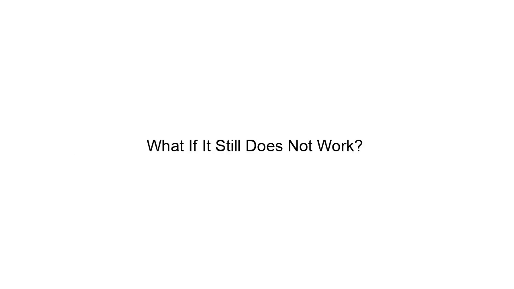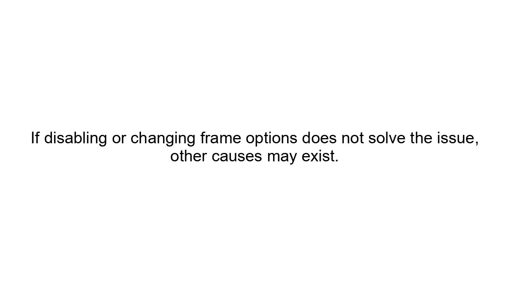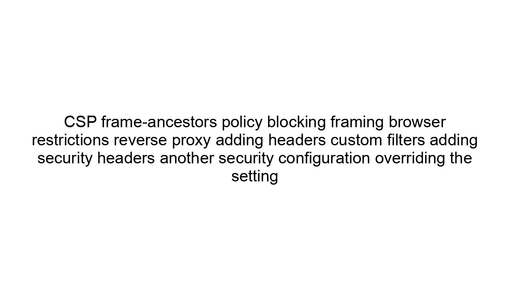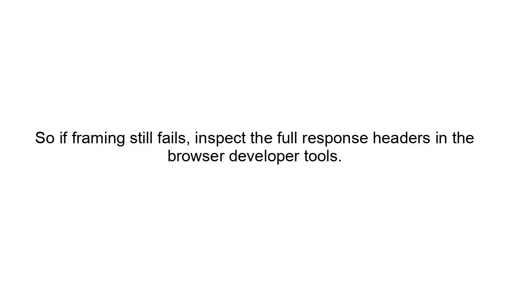What if it still does not work? If disabling or changing frame options does not solve the issue, other causes may exist. Possible reasons include CSP frame-ancestors policy blocking, browser restrictions, a reverse proxy adding headers, custom filters adding security headers, or another security configuration overriding the setting. Example concept: X-Frame-Options disabled, but something else still blocks iframe rendering. So if framing still fails, inspect the full response headers in the browser developer tools.